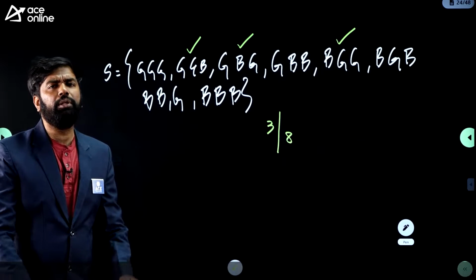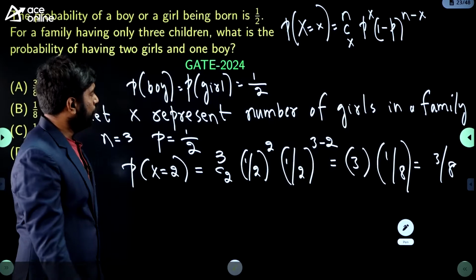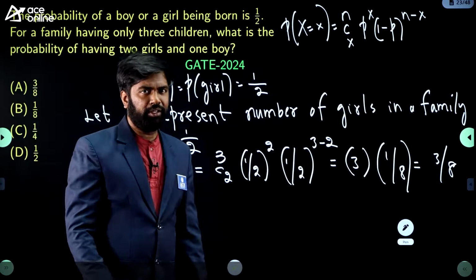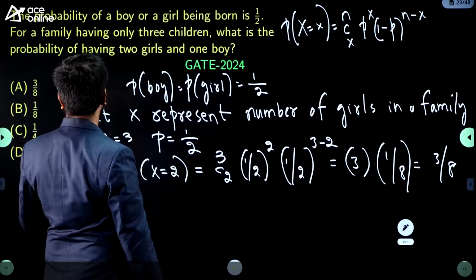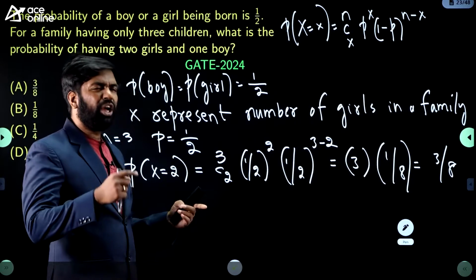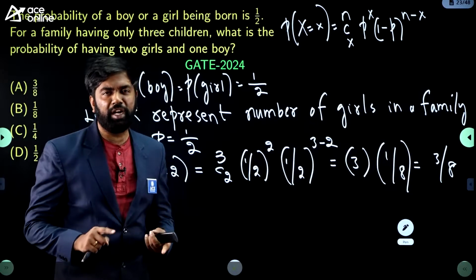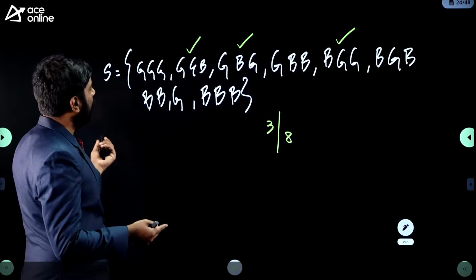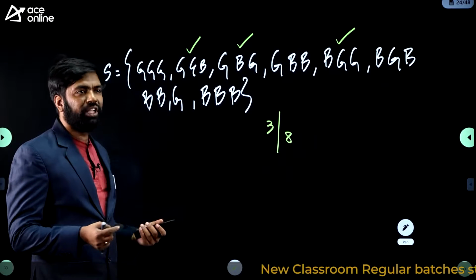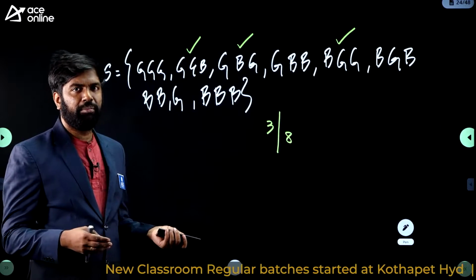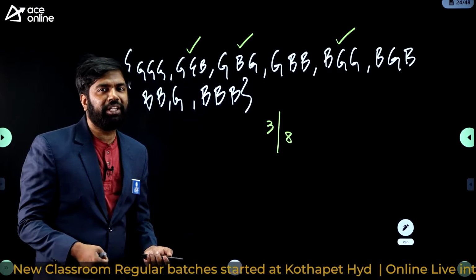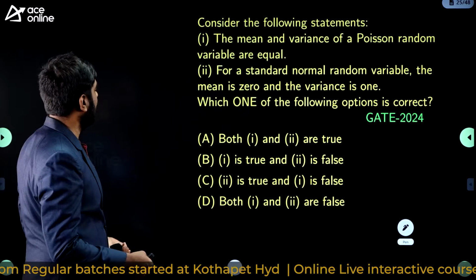Such a simple problem this is. The moment you see the statement that the probability of a boy or a girl being born is 1 by 2 for a family having only 3 children, you have to link this to binomial random variable, or you can also have a look at this, and then through that also the answer is 3 by 8. This was asked in aptitude section, but this is also part of our probability and statistics. That is the reason why I am explaining this.